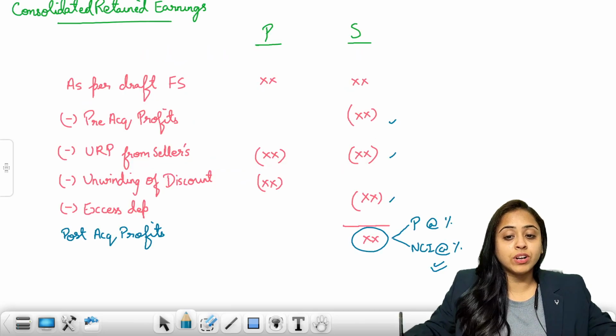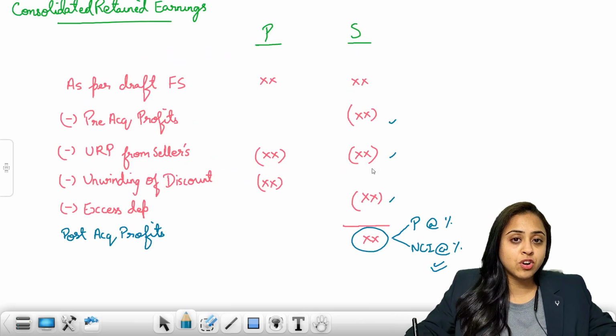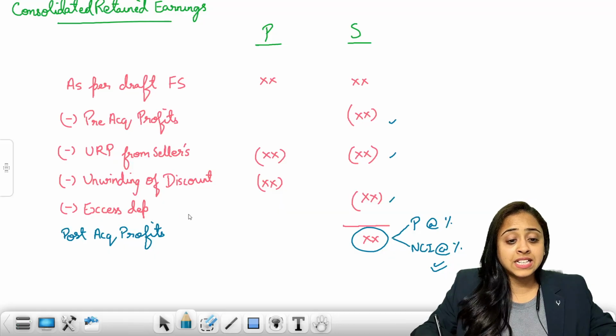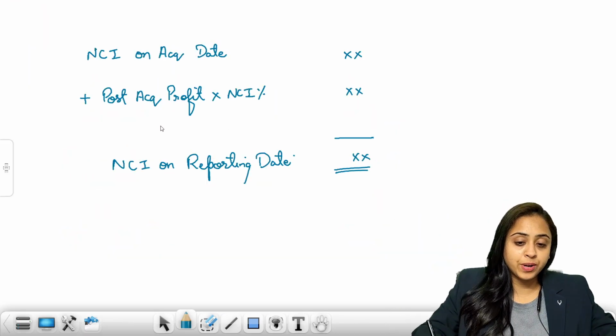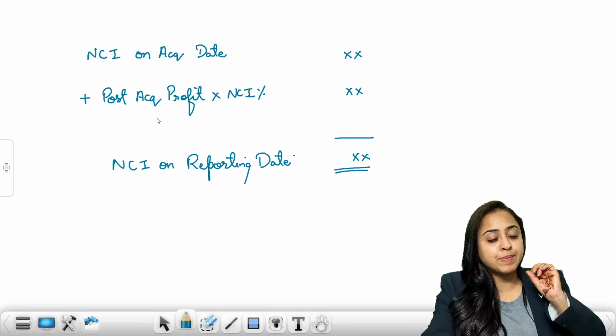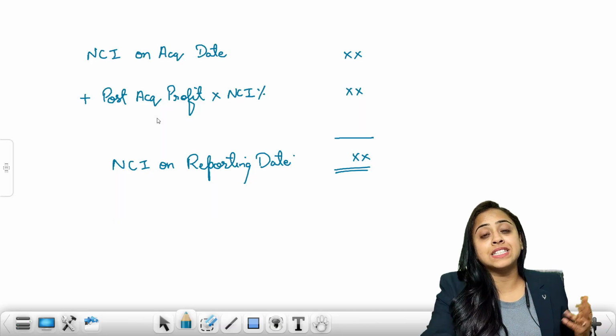Okay, very important. Any item that affects subsidiary's column like unrealized profit and excess depreciation, etc., the same will affect NCI. Okay, I hope this is clear. This makes a lot of sense when you're practicing your questions.